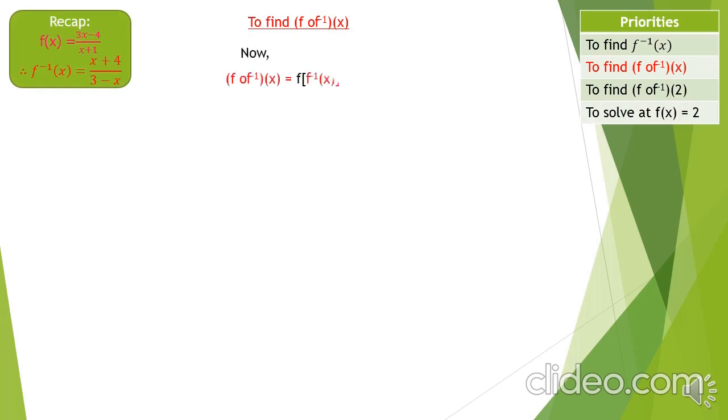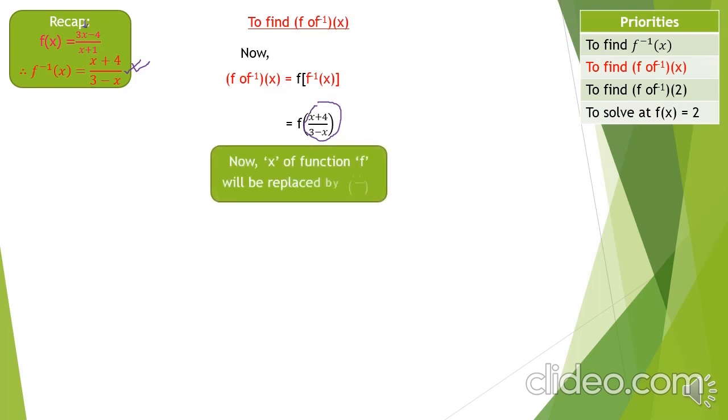Now we have to find the composition. For that we have fx and f inverse both. Now f inverse x is x plus 4 by 3 minus x. The output of f inverse is the input for f, so this entire fraction will take the position of x in fx. Now x in the function will be replaced by x plus 4 upon x plus 3.